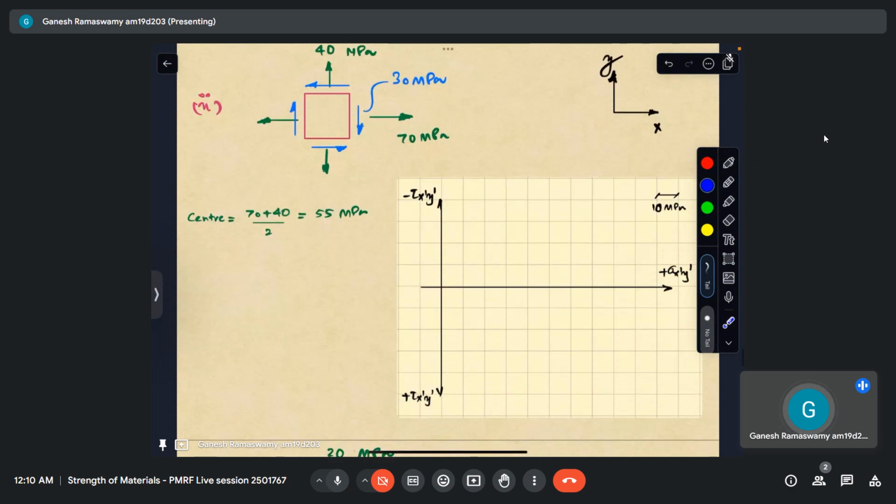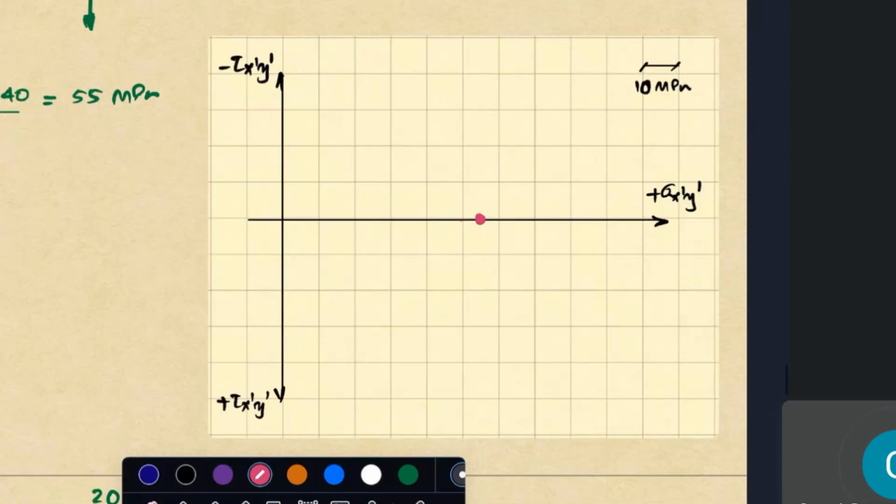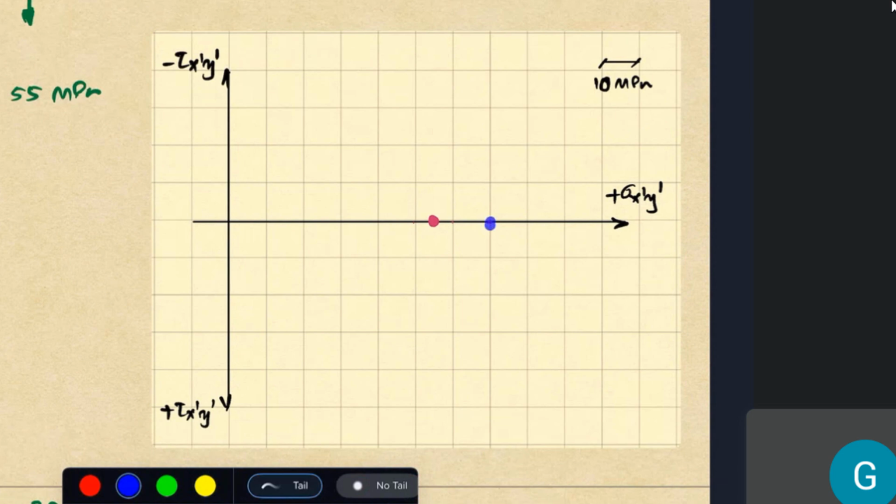So the center as usual is at 55. So let me plot the center. So 2, 3, 4, 5. So center is at 55. So far so good. Sigma x at 70. So 55, 60, 70. So this is the sigma x line for the x plane. And then I have negative 30. So negative goes this way. So this is essentially my x plane. So I can mark the point over there. This is my x plane.